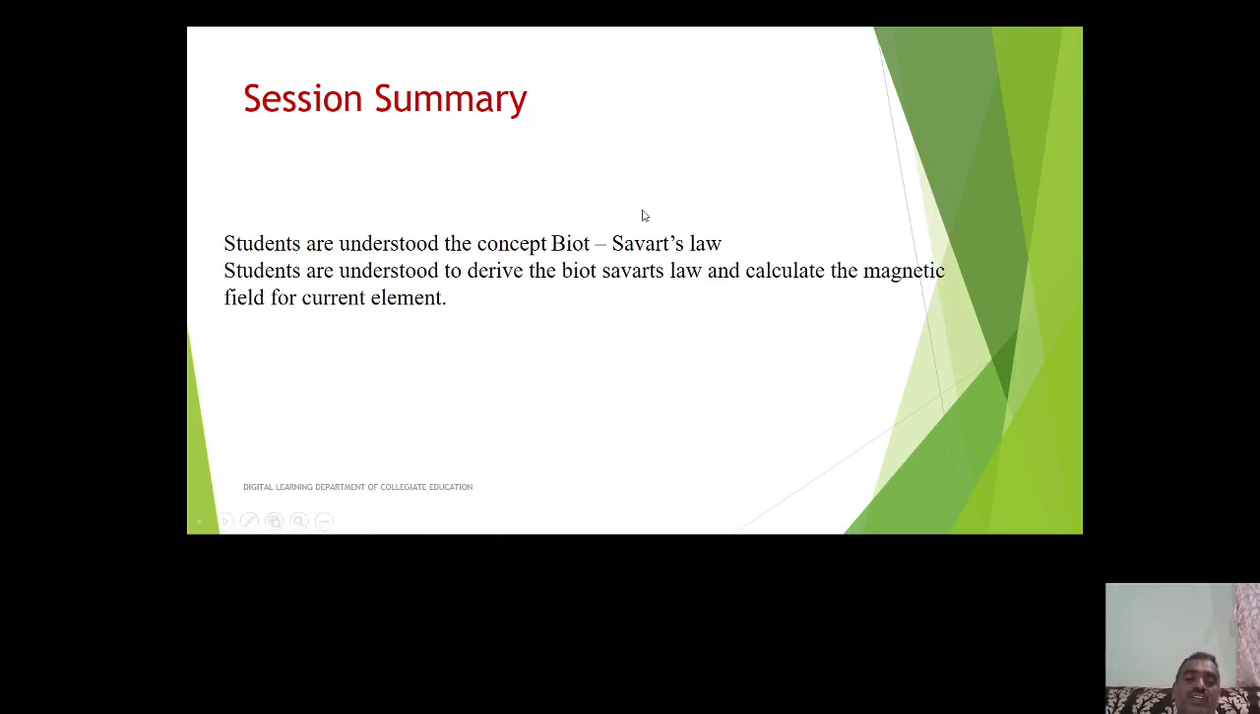So finally, the conclusion is that here one can easily follow the concept of Biot-Savart's law and its derivation, and the calculation of the magnetic field for the current element.